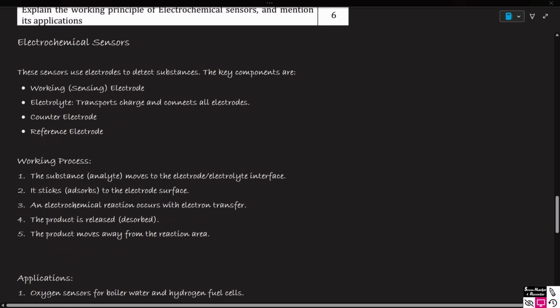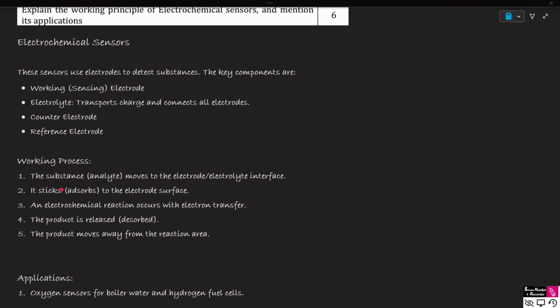Okay, so the working process is the substance moves to the electrolyte interface. It sticks or absorbs to the electrolyte surface. An electrochemical reaction occurs with electron transfer. Since the electron gets transferred, the electrochemical reaction occurs. The product is released, meaning the product is desorbed. Before, it was absorbed in the second step. In the first step, it gets desorbed after the electrochemical reaction occurs. The product moves away from the reaction area. These are the 5 steps of the working process.